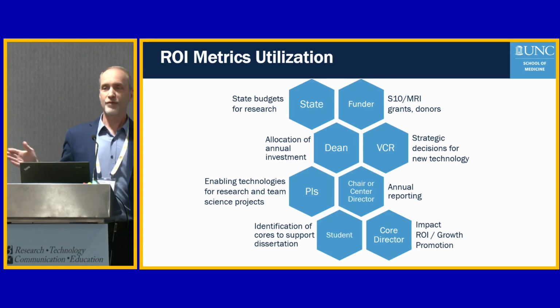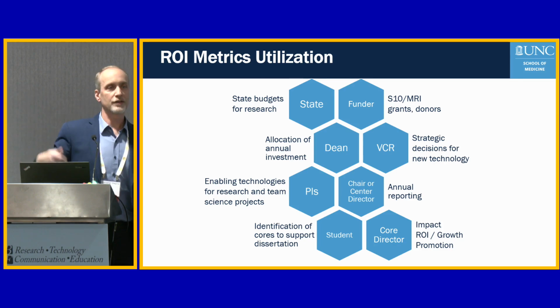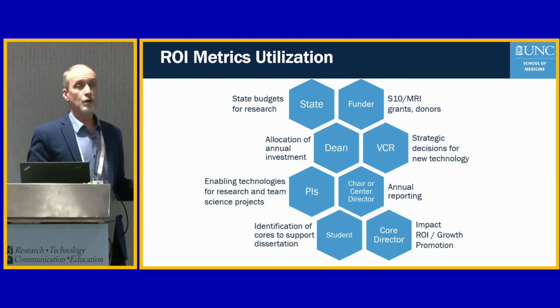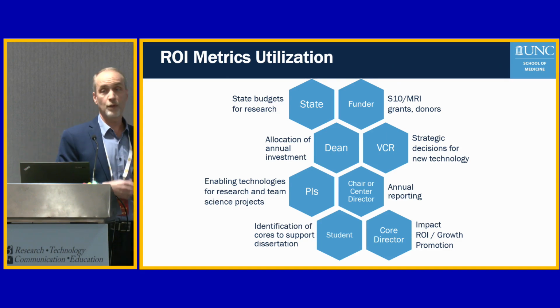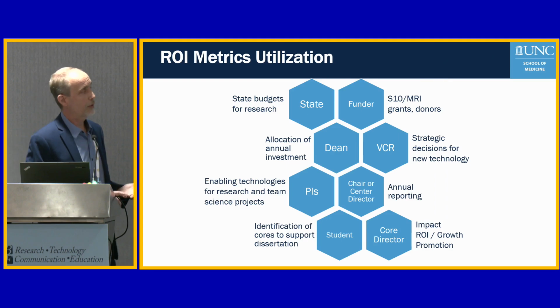And even if you're not faculty, you want to promote the folks in your core as staff, you can use this metric for that as well. PIs are going to want to know which cores are best to enable their team science project. There are a lot more UM1s and UO1s being funded these days, and they want to know which cores. A lot of those large team science grants use 5 or 10 cores, and if they can find those in the literature, they're going to want to use those as well.